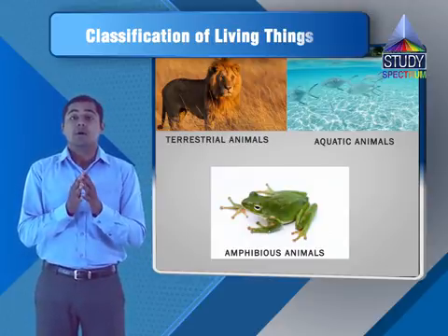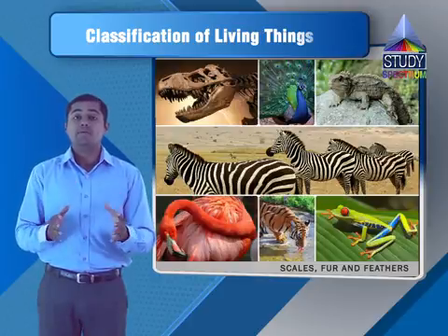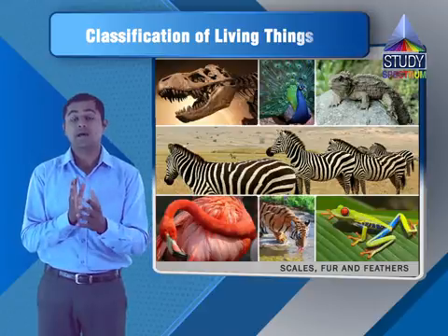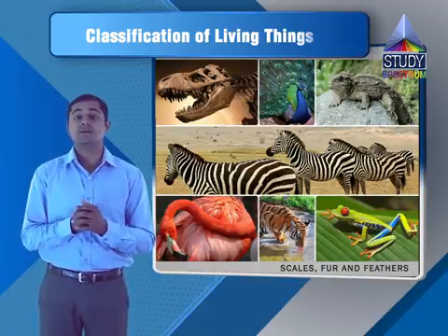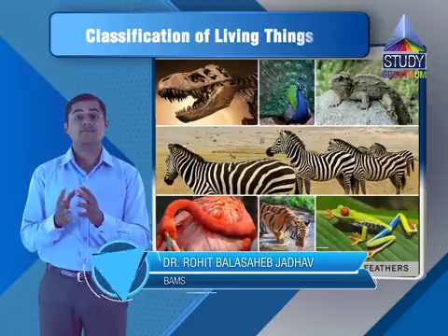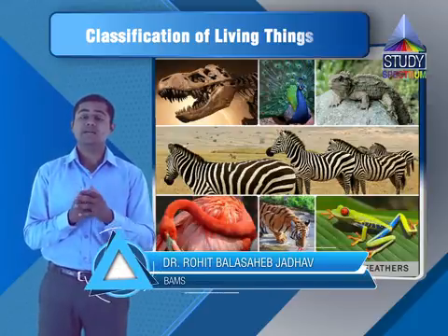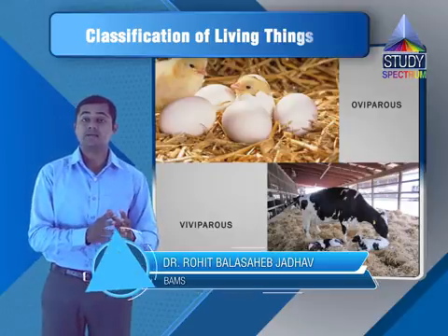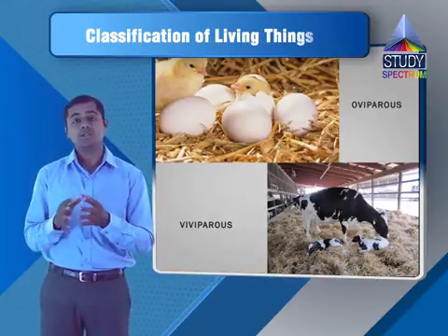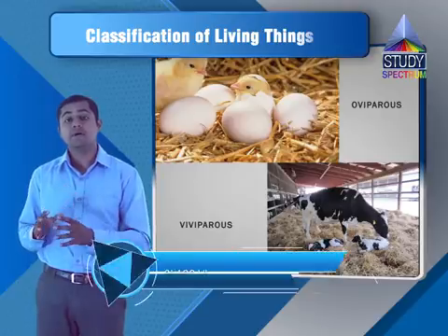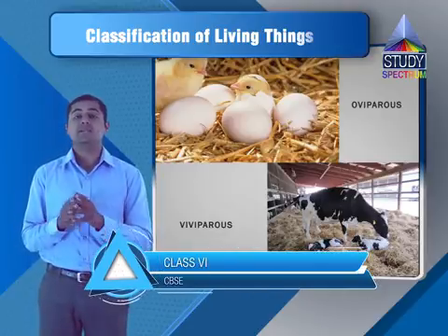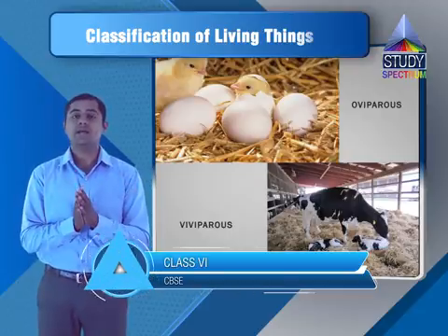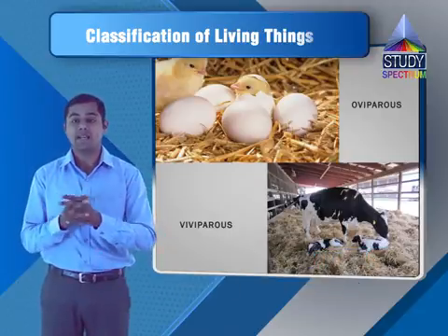Next, what are the body coverings of the animals? Whether they are covered with the scales or the hair or the feathers, this is another criteria of classifying the animals. Next criteria is how the animals reproduce. Whether they reproduce via eggs, so they are oviparous animals, or they reproduce via giving birth to young ones directly, those are viviparous animals. So these are the different criteria to classify plants and animals.